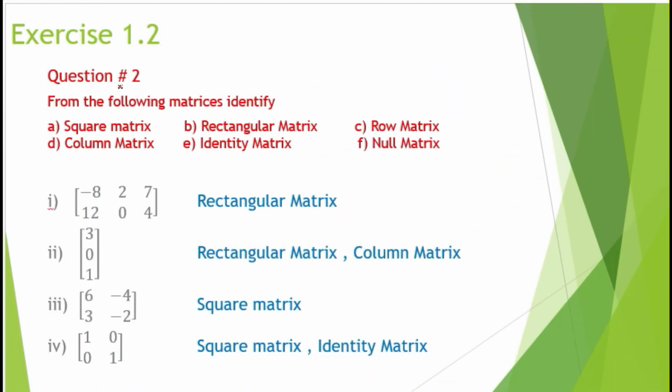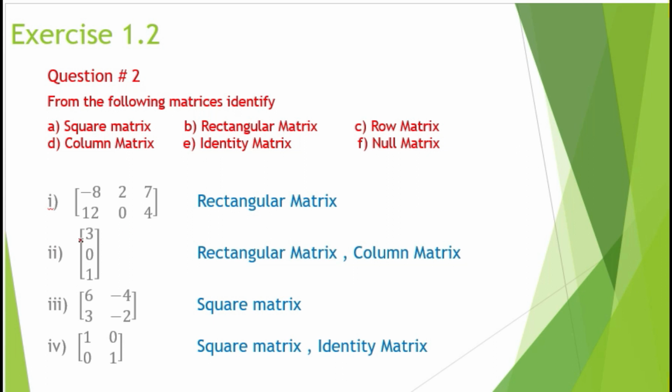Next is question number 2. From the following matrices identify square matrix, rectangular matrix, row matrix, column matrix, identity matrix and null matrix. Here are some questions. So in first part, -8, 2, 7, 12, 0 and 4. This is a matrix and it contains 2 rows and 3 columns. So we know that when number of rows is not equal to number of columns, then the matrix will be a rectangular matrix. So this matrix is a rectangular matrix.